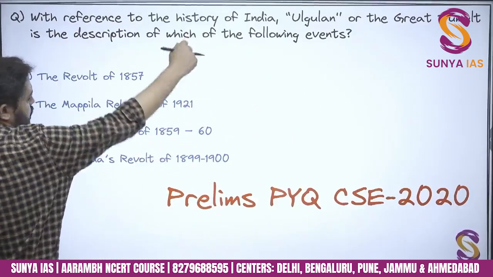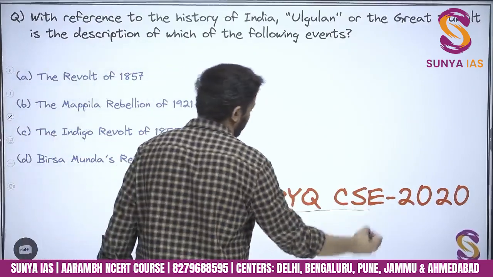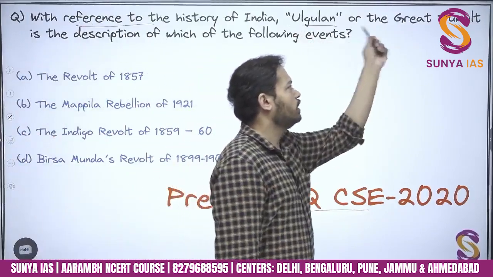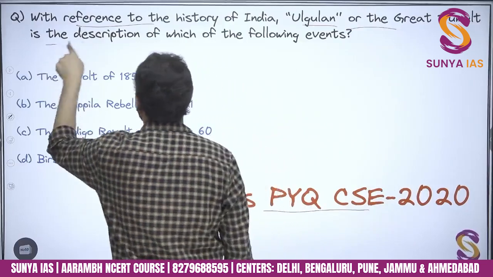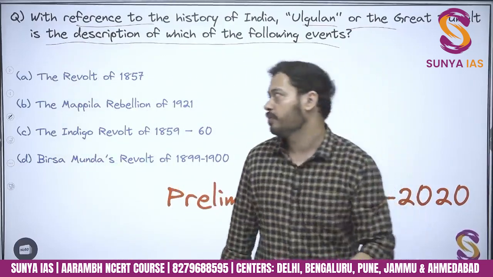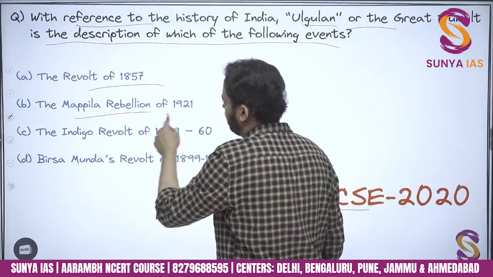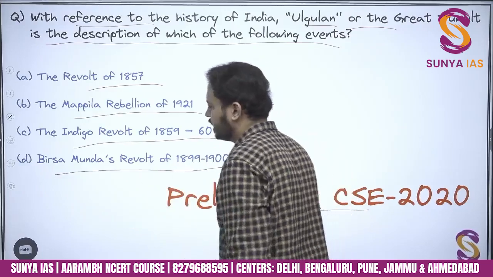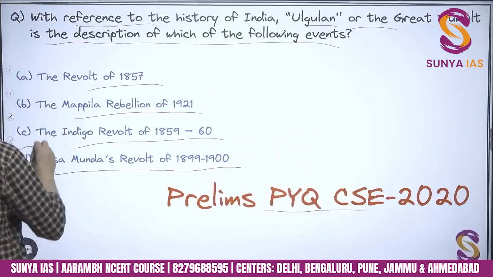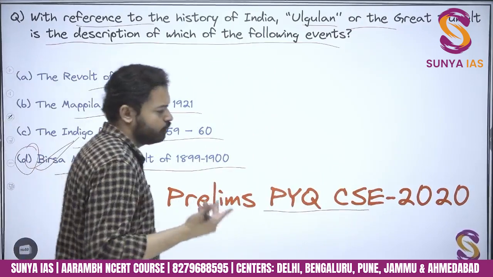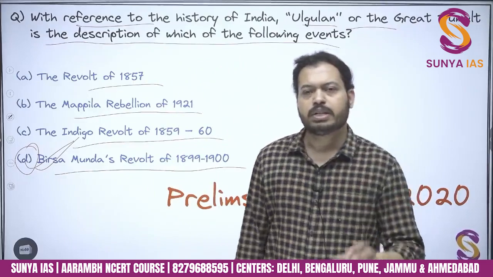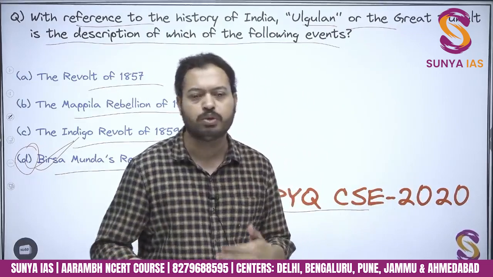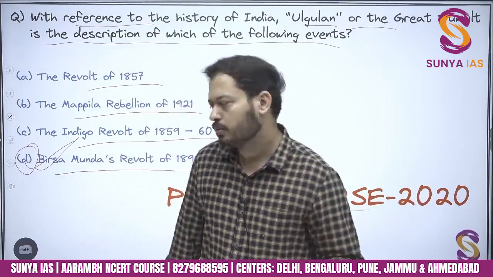Now again, there was a question in the 2020 prelims round of the civil service examination with reference to the history of India. Ulgulan, or the Great Tumult, is the description of which of the following events? The revolt of 1857, the Mapila rebellion of 1921, the Indigo revolt of 1859-1860, or Birsa Munda's revolt of 1899 and 1900. So the answer is D. As I was telling you a few minutes back, these things will happen. They will just put in specific keywords and hope that you remember them. So you have to know that.